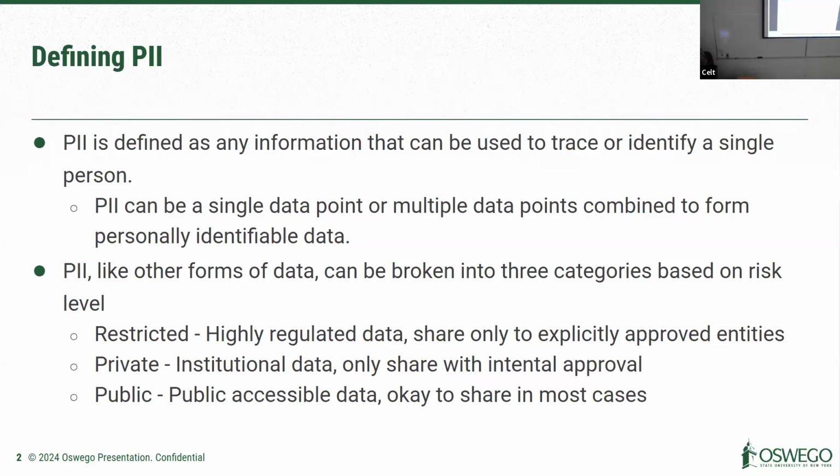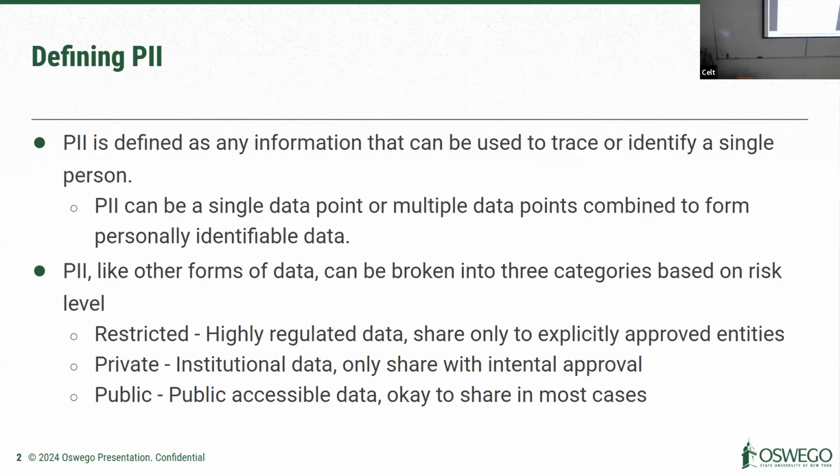The second is private. So private data is not as protected as restricted data, but think of it as institutional data. The example I like to use is unpublished research data. With unpublished research data, that's not necessarily regulated. It could be dependent on the contract the research is being done under, so it may or may not be subject to regulations. But because it's internal data, you can share that in some cases, but you can only share that with internal approval.